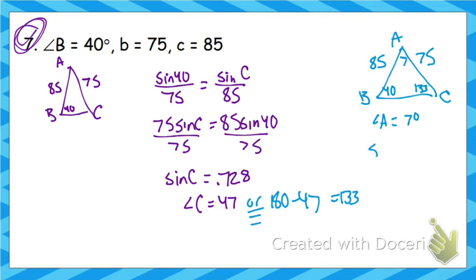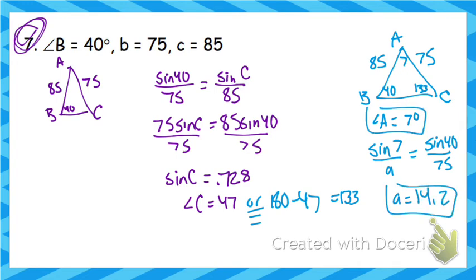So set up law of sines to find your last missing side on this triangle. Cross multiply and divide. So 75 times the sine of that tiny 7-degree angle divided by the sine of 40. Side A in this second triangle is 14.2. So everything in blue is your second triangle. Okay, let's go back to our purple triangle and find angle A.